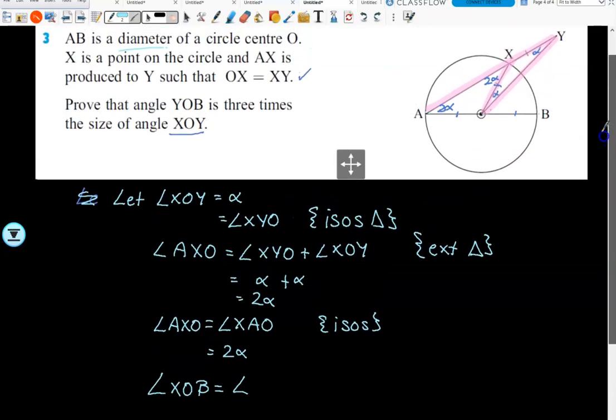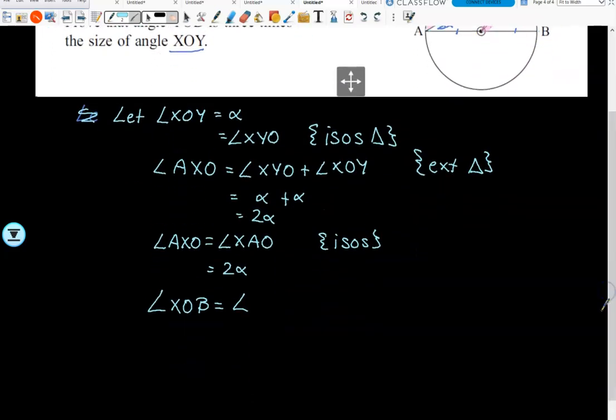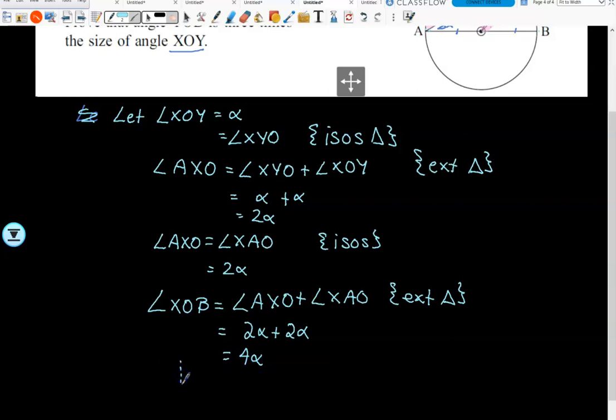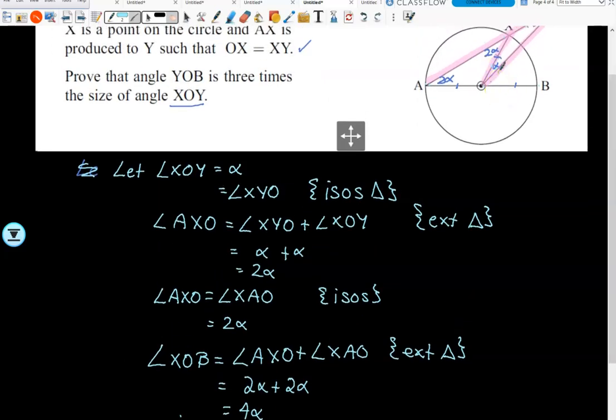Okay, so now we're saying XOB equals angle AXO plus angle XAO, exterior angle of a triangle, which is, oh, I should be good. I get a bit excited sometimes and I go too fast. So we've got that it's 4 alpha. And then I think you can finish off: hang on, 1 is an alpha, therefore it ends up being 3 alpha, and therefore it is 3 times.